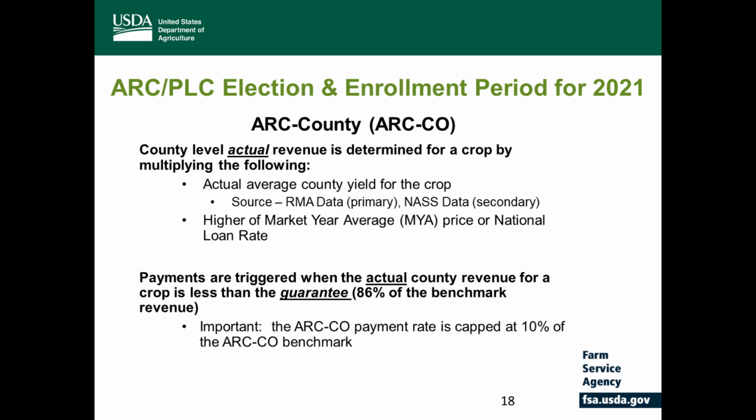County level actual revenue is determined for a crop by multiplying the actual average county yield for the crop by the higher of the market year average or national loan rate. Our ARC County payment is going to trigger on a crop when the actual county revenue falls below the county guarantee, which is 86% of the county benchmark revenue. It's important to remember that an ARC County payment rate is capped at 10% of the benchmark revenue.